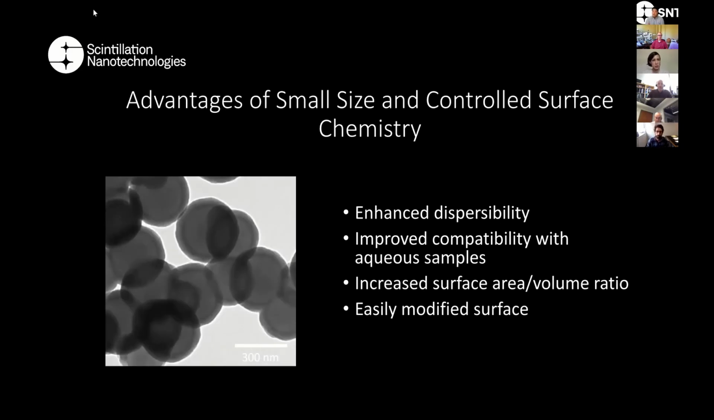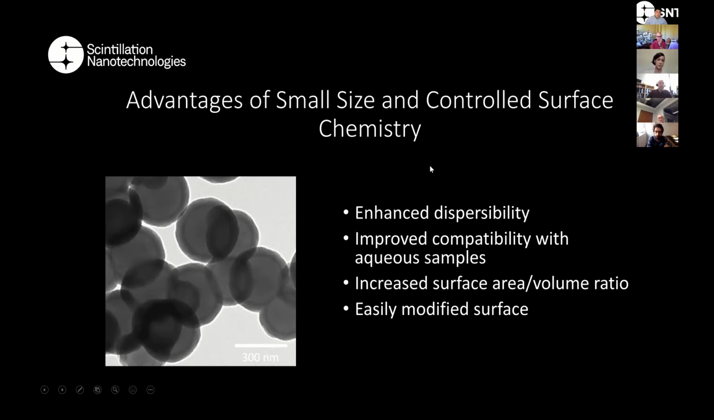So, as we heard from Professor Quick, a lot of the currently available particles for scintillation proximity assays are quite large. They're between 5 and 10 microns in diameter. And so while we were working on an entirely separate project, we thought about what the advantages of decreasing the size of those particles could be and having a controlled surface chemistry. And so our particles are about 300 nanometers in diameter. They're much, much smaller, but they're still scintillating particles.